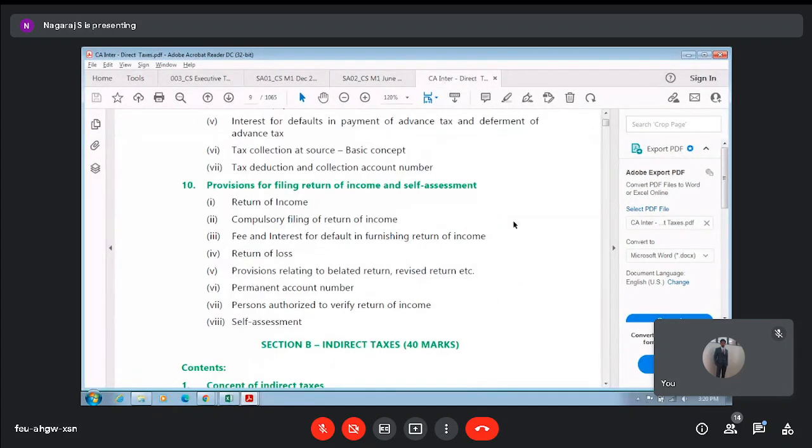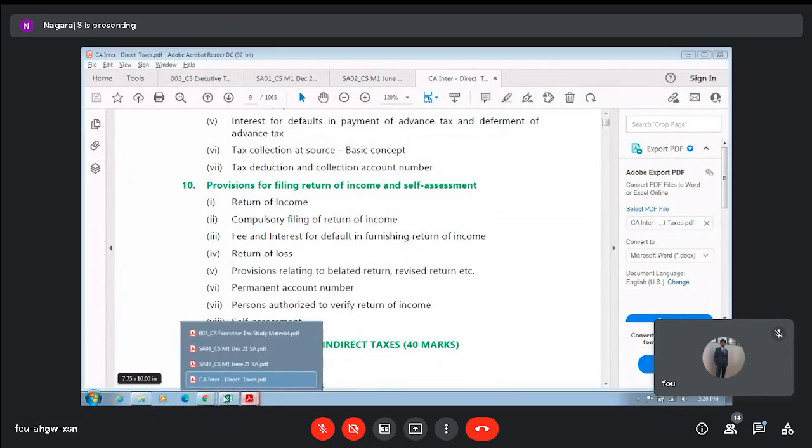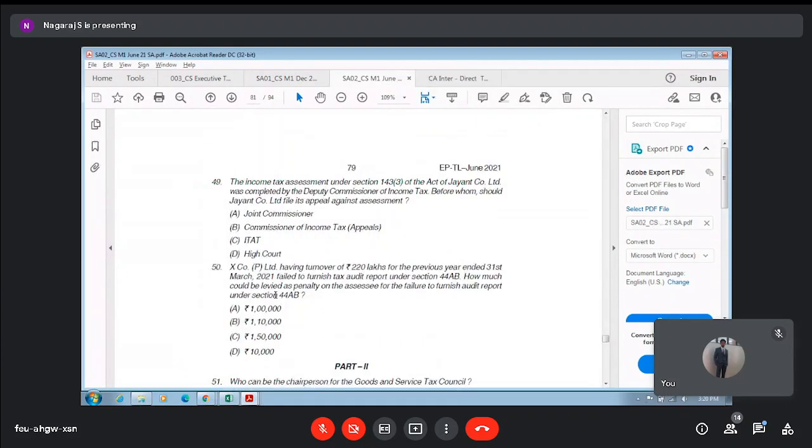Question number 47. Okay, no AMT question in that. And I think the last question is also related to the previous one. Question 50, not AMT, but 220 lakhs previous year turnover. Is it failure, a penalty one? Okay, so not related to this, penalty.